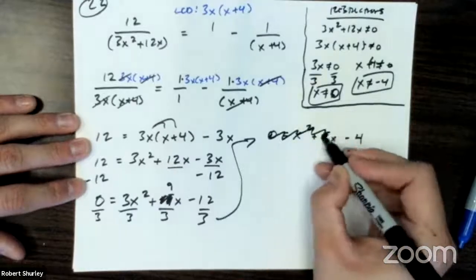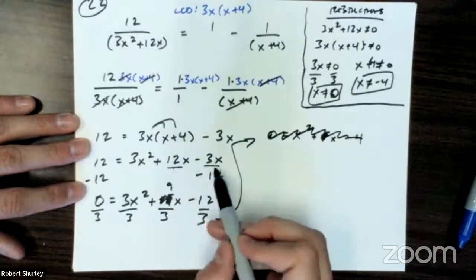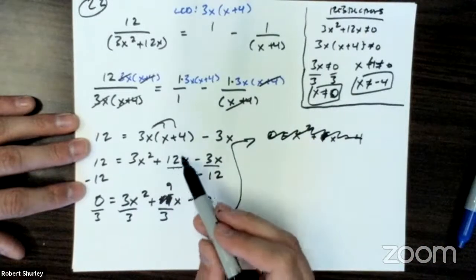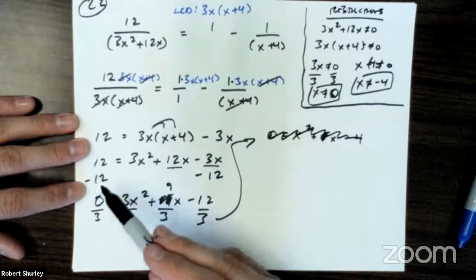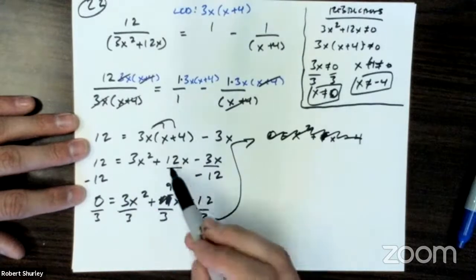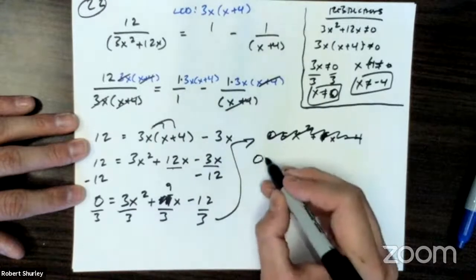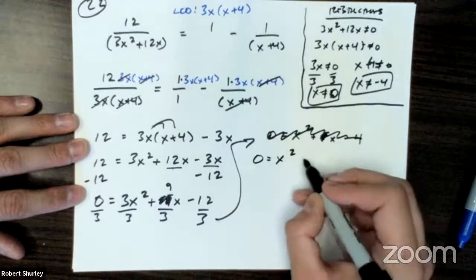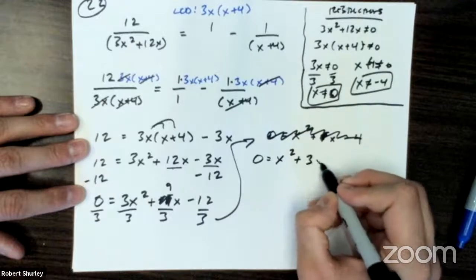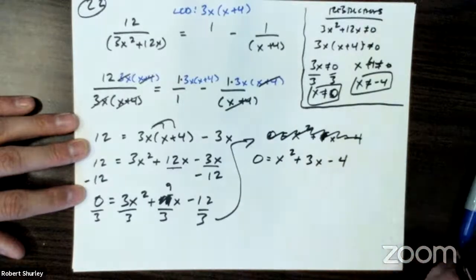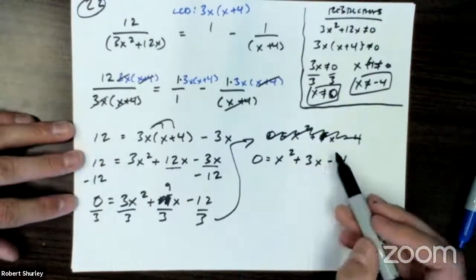So I'm going to rewrite this one. See that 12x minus 3x, I said it's 15x. It's not, it's 9x. So I still move the negative 12 over. So I'm going to divide this all by 3 still, but we wind up with 0 equals x squared plus 3x minus 4, okay? And this is factorable.